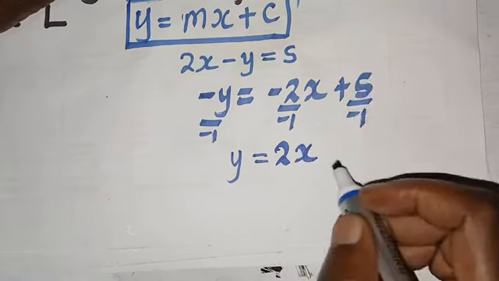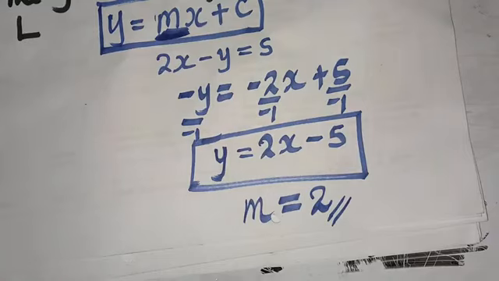So now, ladies and gentlemen, we have just achieved what I was telling you, that we have written this equation in the form that I told you. Now, m is our gradient. So, which number has taken the position of m there? It is 2. So, our m, which is the gradient, is 2. Do you get that? I hope you have understood what I have said.